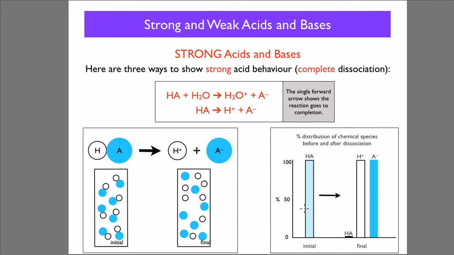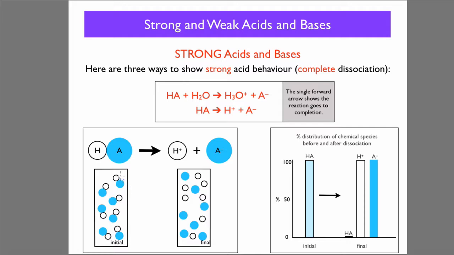So, strong acids and bases. Let's have a look at 3 different ways to show how a strong acid behaves. The first we just looked at, we use the single arrow. These are going to completion. We are getting a solution that only contains the ions. No molecules remain in solution.